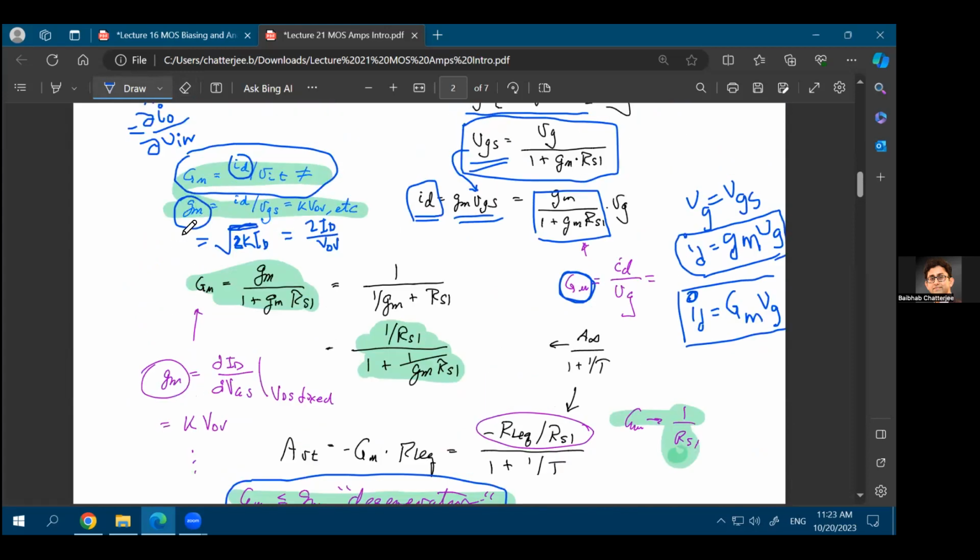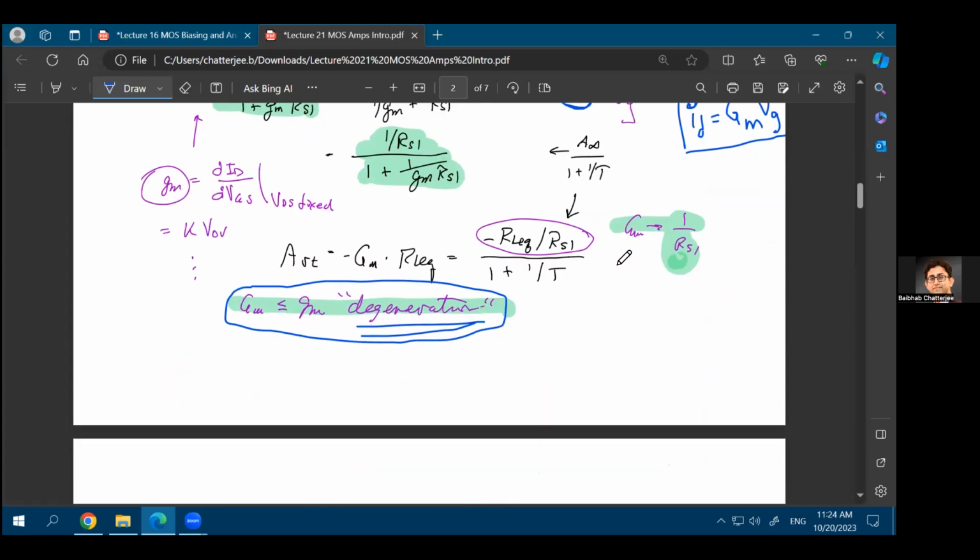So lowercase gm is the transconductance of the MOSFET, uppercase gm is the transconductance of the entire system. Okay, I hope that makes it clear. Just try to remember that, and we'll solve multiple circuits that will give you a better idea about the lowercase gm and the uppercase gm.